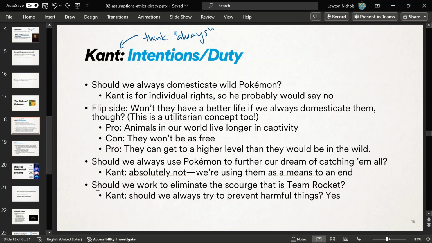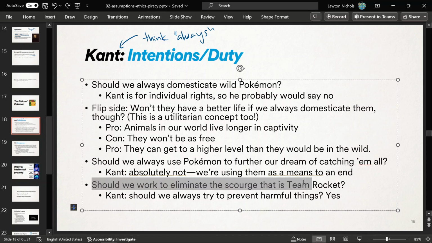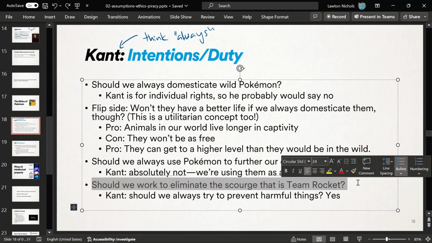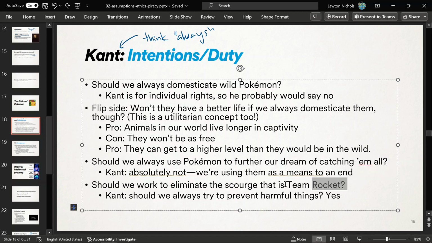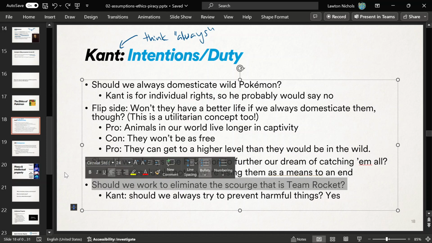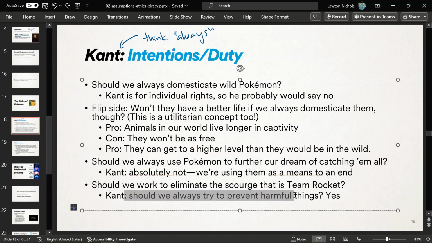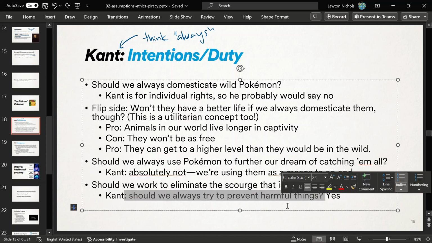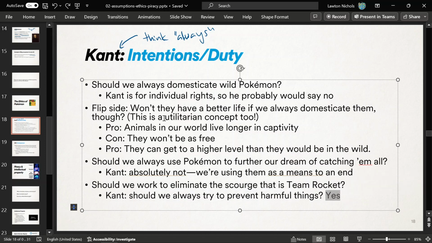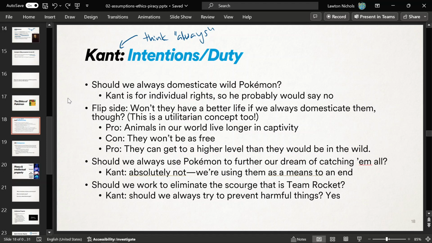All right. Should we work to eliminate, like there's a terrorist group in the Pokemon universe called Team Rocket. Should we always be working, like training our Pokemon, having them fight the Team Rocket members to try and get rid of them? And he'd frame it as, should we always be trying to prevent harmful things? And the answer would be yes. So maybe that influences, like, should we be training Pokemon? We can use them to fight Team Rocket. So again, there's a give and take everywhere.